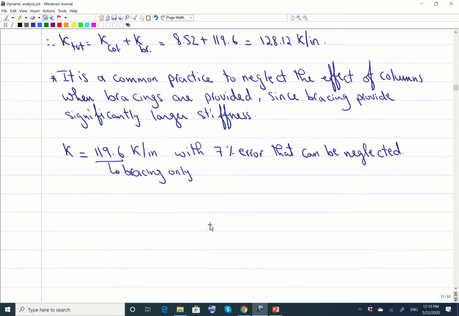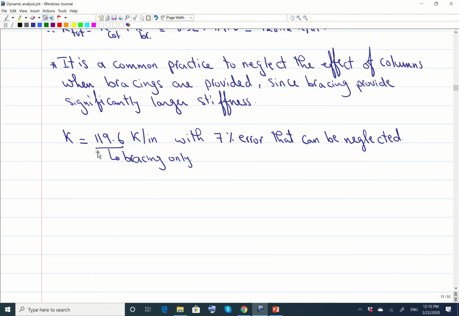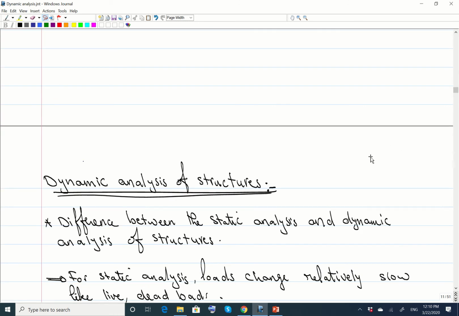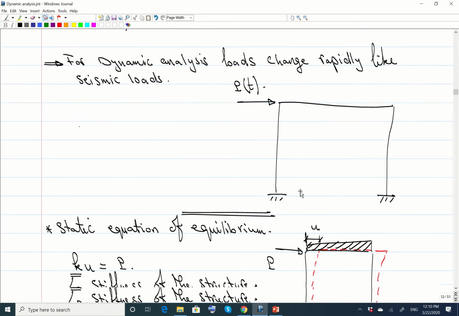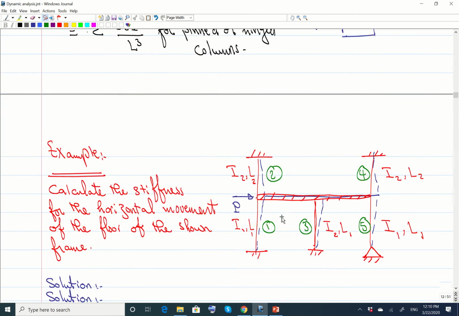So that's a problem on how to calculate the stiffness regarding horizontal forces in braced frames and non-braced frames. This is a very nice example on calculating K. Now we're going to have another example. Let's jump to that example before we cover this part, so I'm going to skip 2 pages and have another example here.